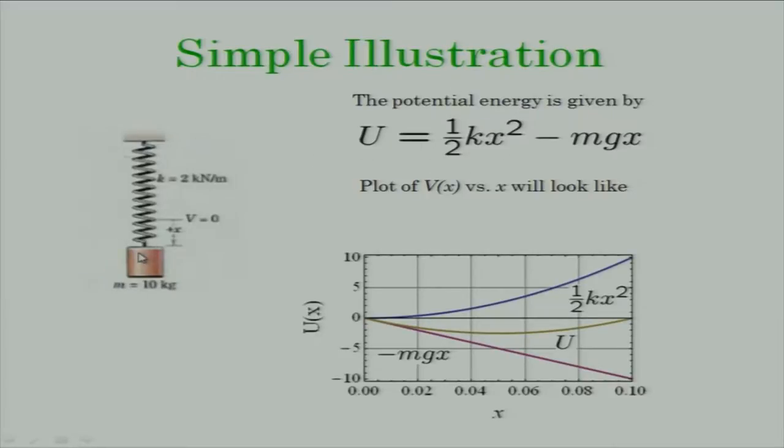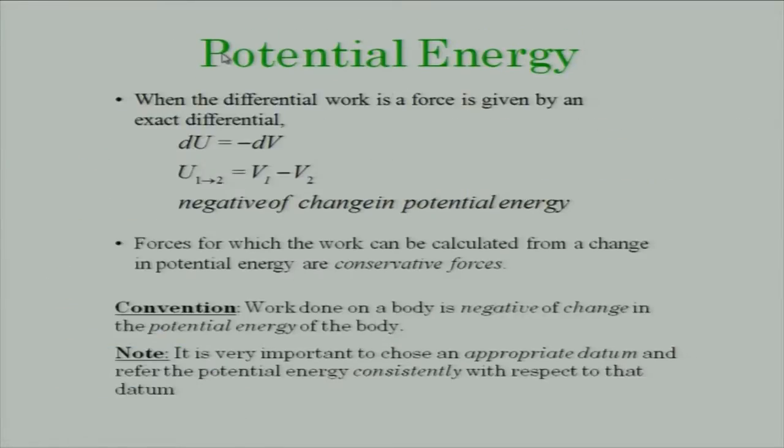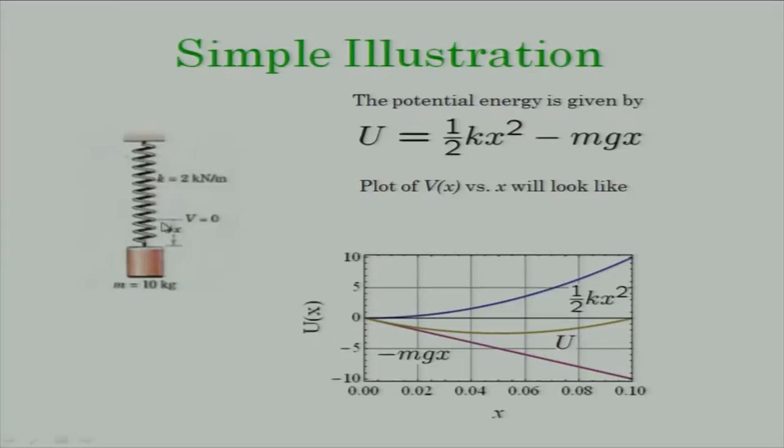But what is the potential energy of the mass? We saw a couple of slides ago that with respect to the datum, the potential energy is positive Wy. But here, with respect to this datum, you are actually going down. So, the potential energy will be minus mg times x. You see that point? Why? Because if you go from here to here, the work done by gravity will be positive, equal to mgx. So, the potential will be minus mgx. So, the total potential energy of this system is half kx squared minus mgx.